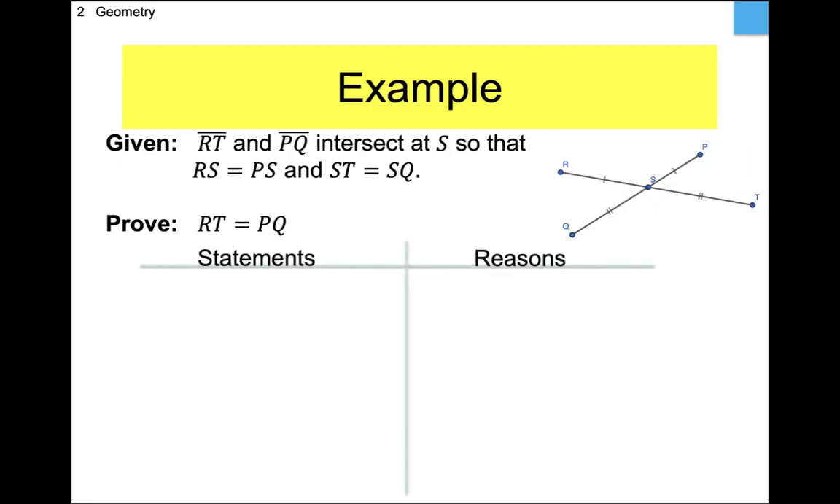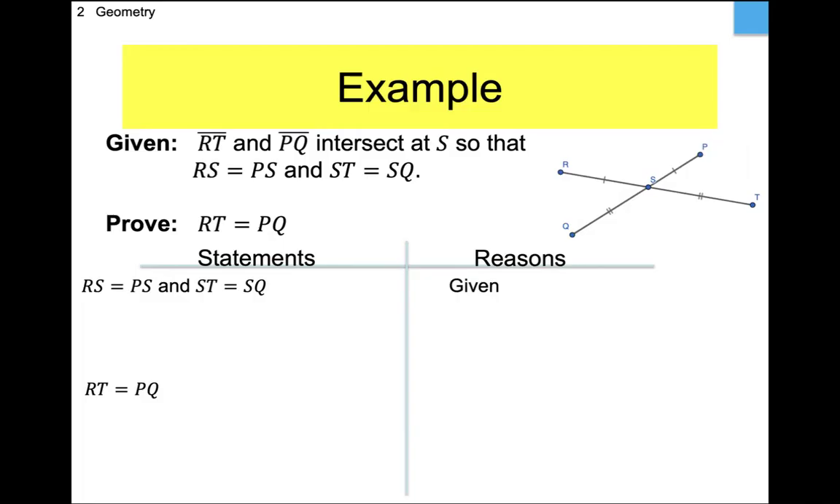All right. Well, you're on. First step is always rewrite the given. Now you notice I left off the intersect at S part, but I have everything else there. The reason is always the given. And we need to reason logically until we get to that statement. So if you do this, you've at least started the proof correctly.